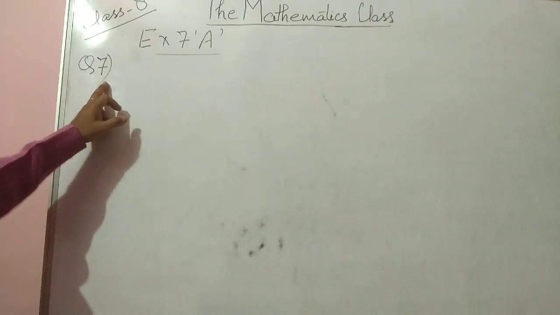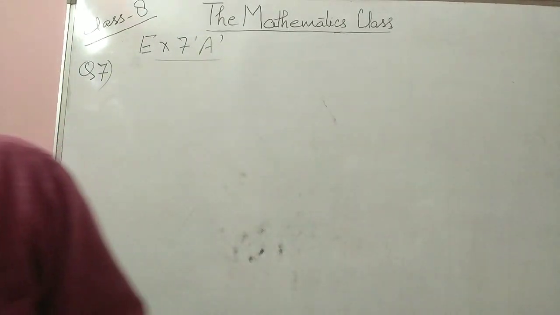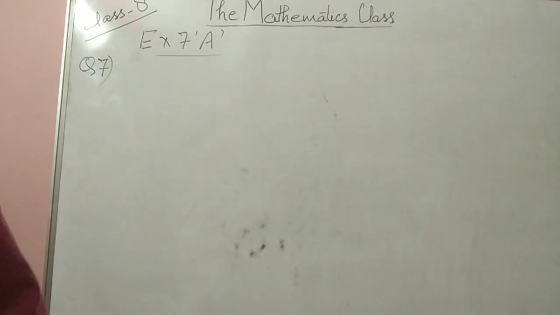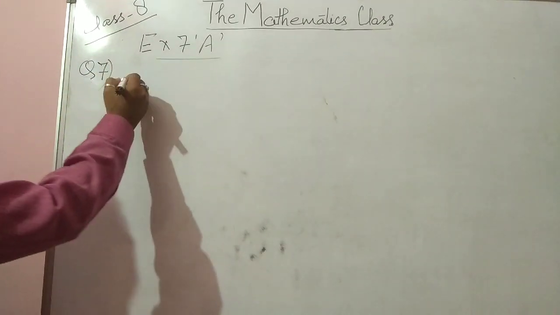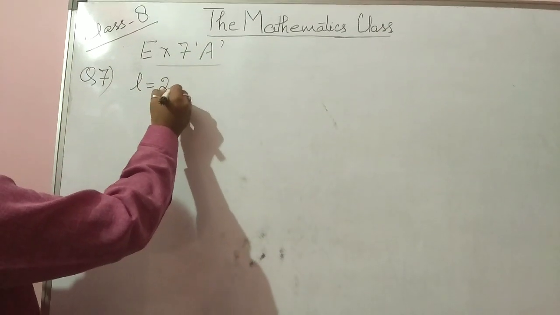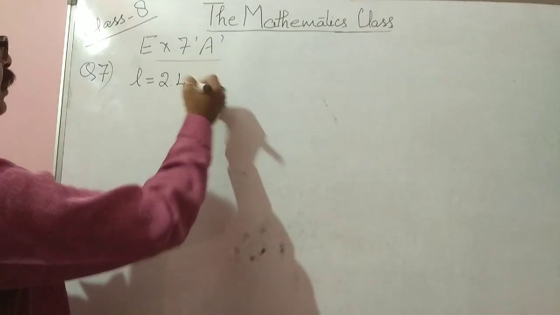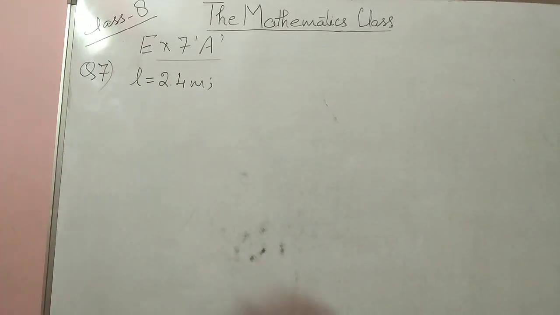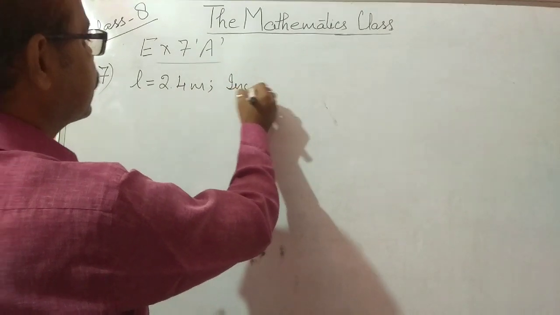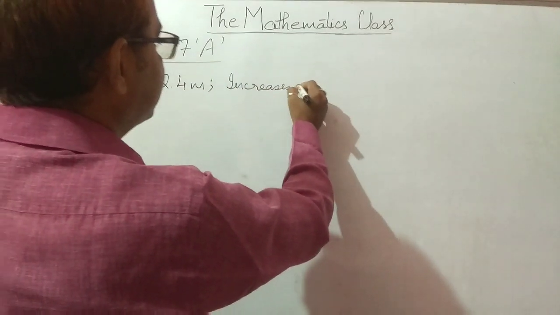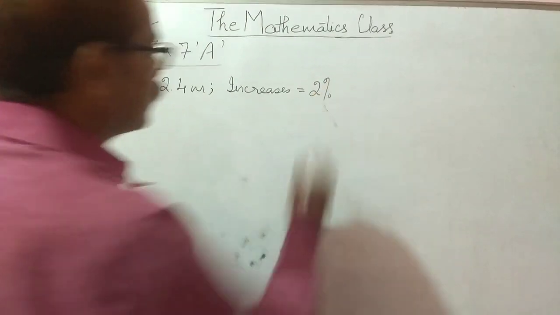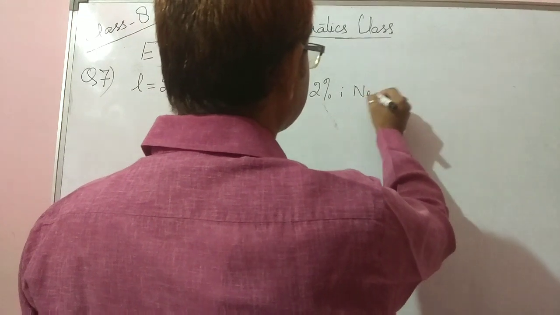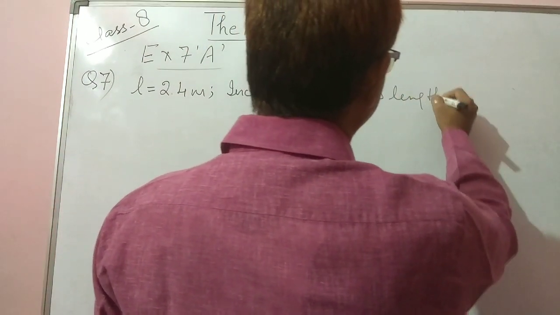Next question I am taking as question number 7. I'll take 7, 8 and 9, and let's see what is there. Now question number 7 says a metal bar is 2.4 meters long. Length is given, 2.4 meters. Then they say after heating its length increases by 2%. You have to find out its new length.